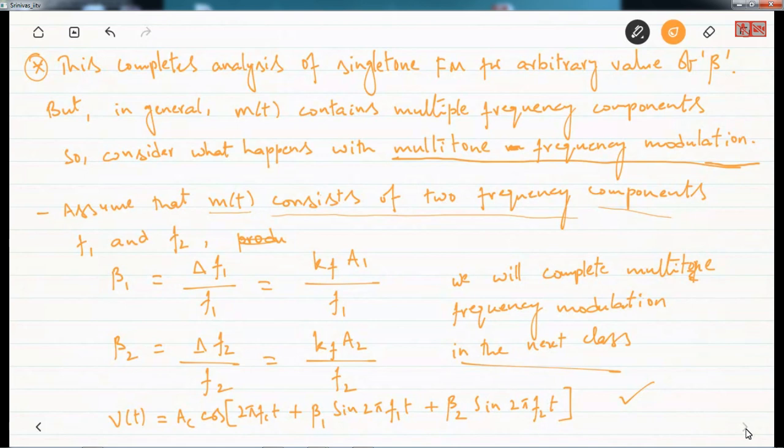Naturally it should lead to two modulation indices. One is beta 1 corresponding to frequency f1, so delta f1 by f1, which is equal to kf into a1 by f1. Kf is the frequency sensitivity of the modulator, so it determines per 1 volt how much the frequency will be deviated. It determines the frequency deviation. So beta is equal to delta f by f, where delta f is the frequency deviation.